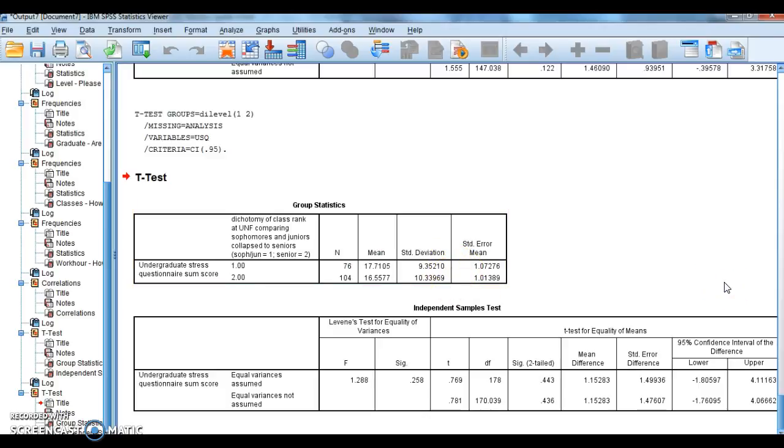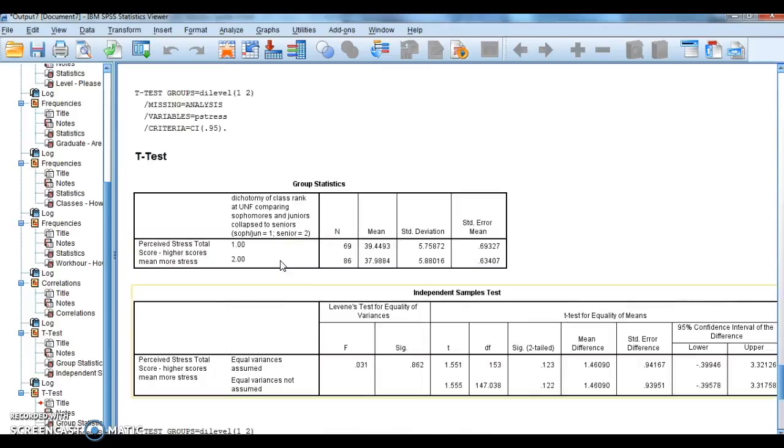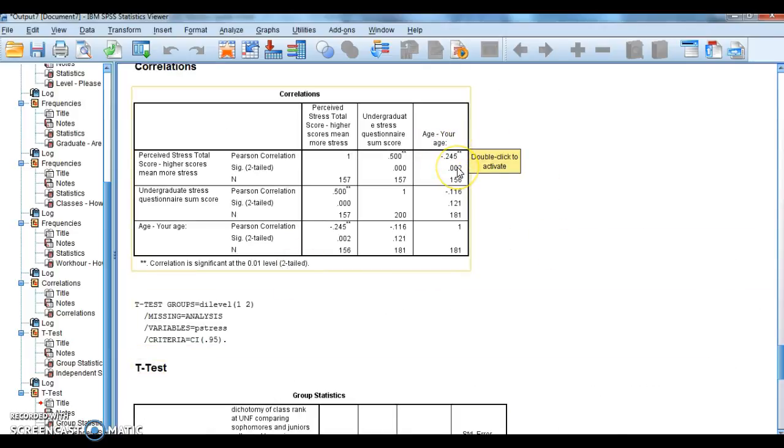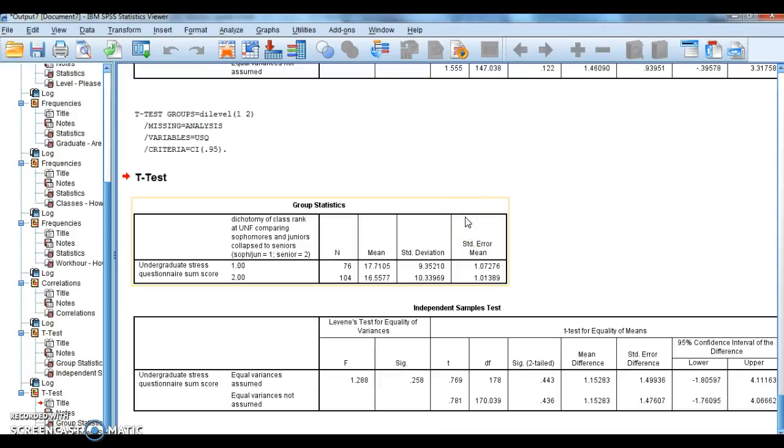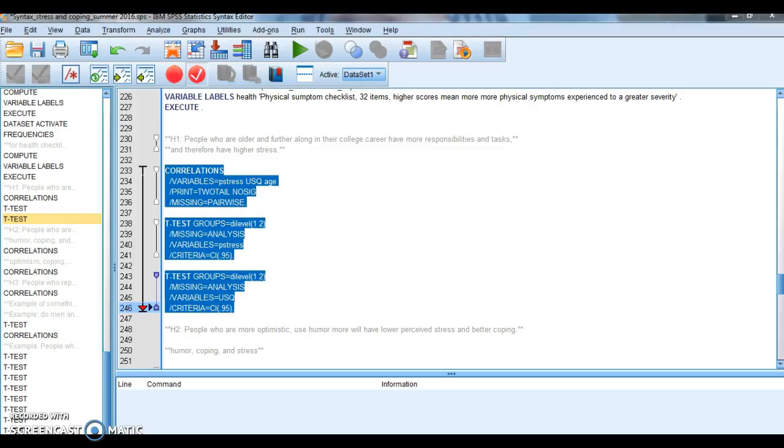So overall for hypothesis 1, we can say that we did not support that older students had higher stress when we looked using t-tests, and in fact it was in the opposite direction when we looked at the correlation between age and perceived stress. For the undergraduate stress questionnaire, that was a non-significant correlation. So there's your answer for hypothesis 1. You can also find the output on Blackboard, so you can look through it, and I've highlighted important numbers for you. Let's move on to hypothesis 2.